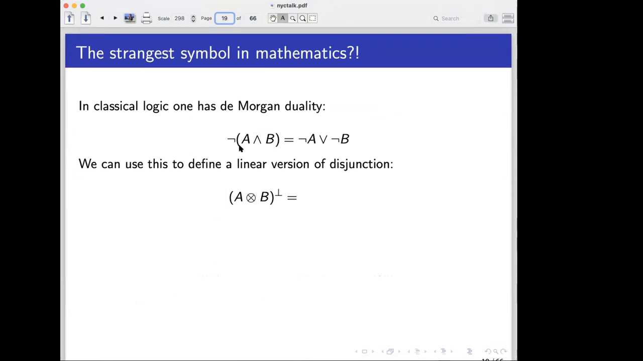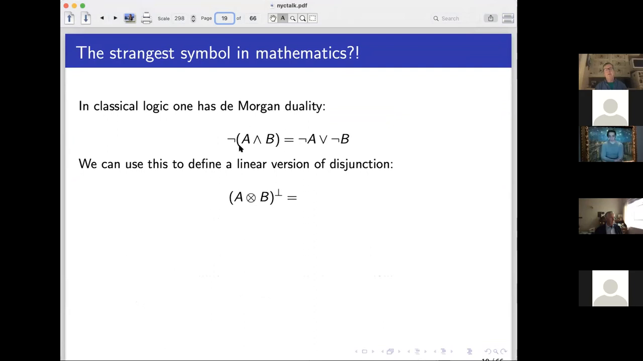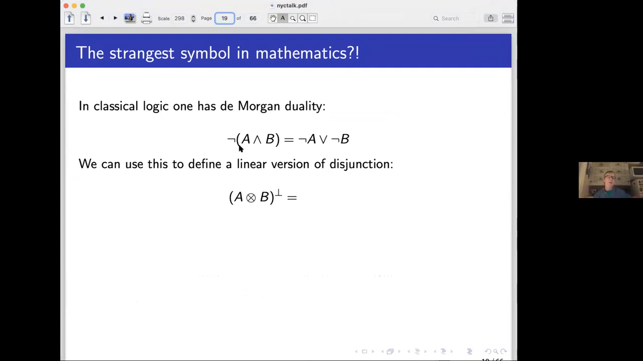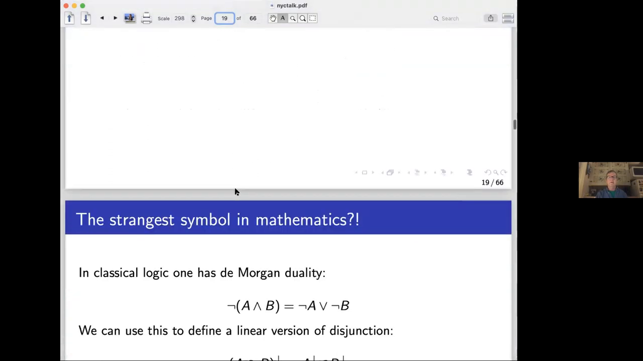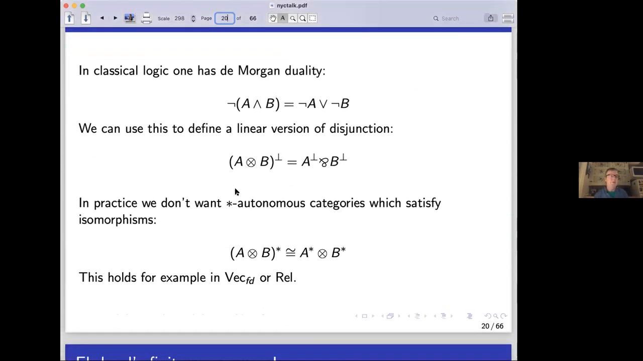So in classical logic, you can define disjunction by De Morgan duality. So not (A and B) is the same thing as not A or not B. Anytime you have a classical logic, you can do this. So in particular, I can define a linear version of disjunction by this De Morgan-like rule, using the linear tensor, the linear conjunction, as opposed to traditional conjunction. And if you've never seen this before, you're about to be surprised, because what Girard did is he denoted this by an upside down ampersand.